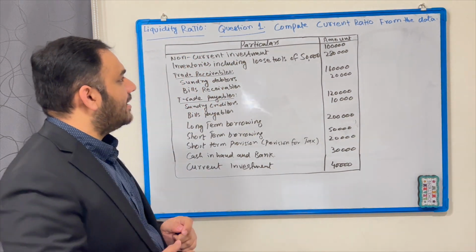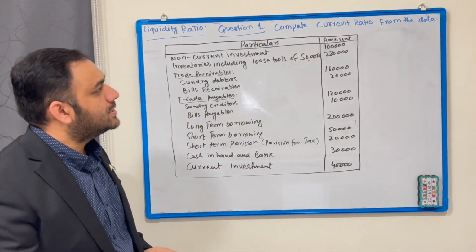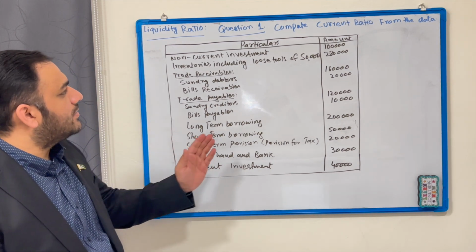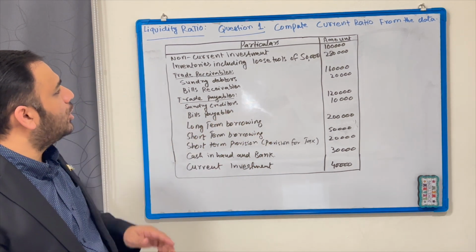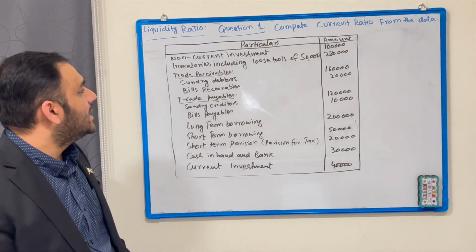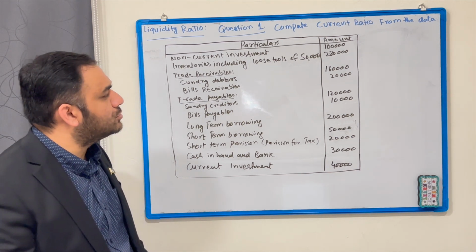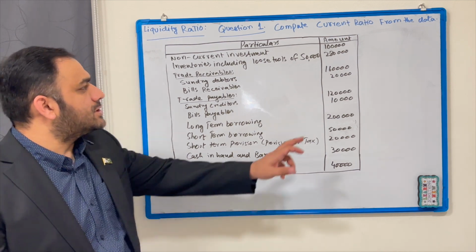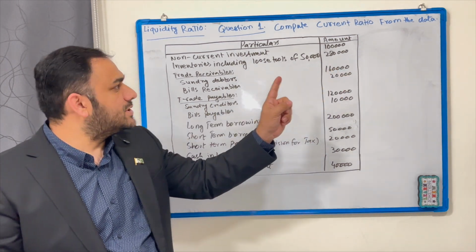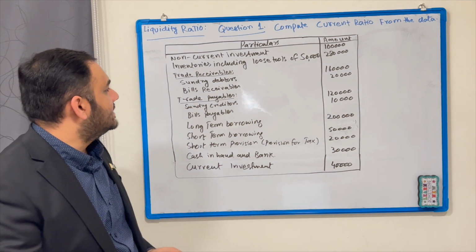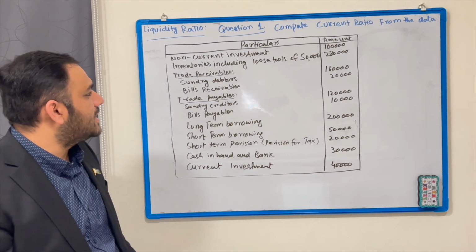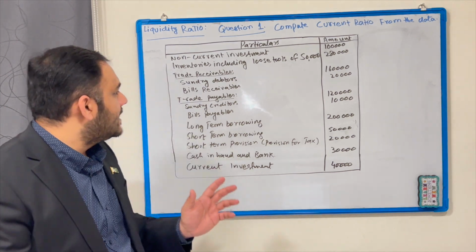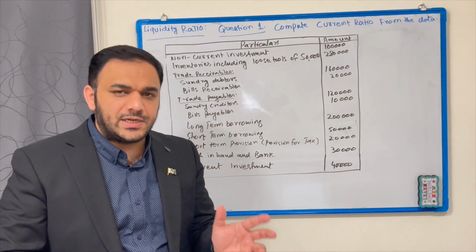So here we have this question: compute current ratio from the following data. Particulars are given and amount is given. In this, non-current investment is given, inventories including loose tools of 50,000, 2,80,000 is given total. In this 2,80,000, 50,000 is loose tools, remember. Then we have trade receivables. In trade receivables, we have sundry debtors of 1,60,000 and bills receivable of 20,000.